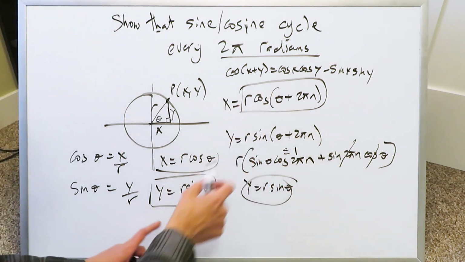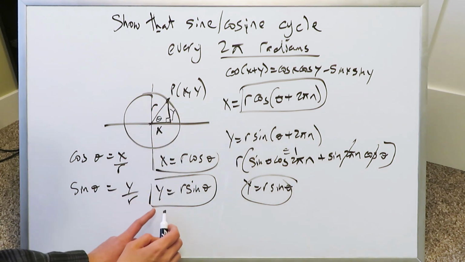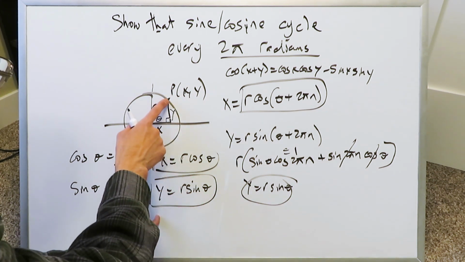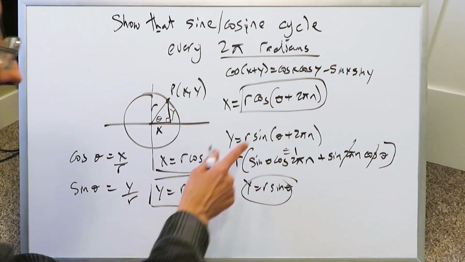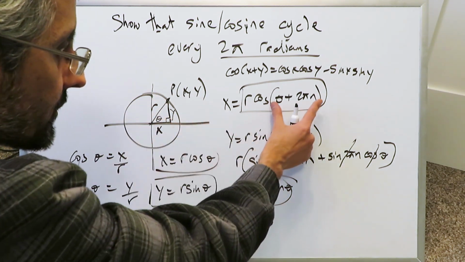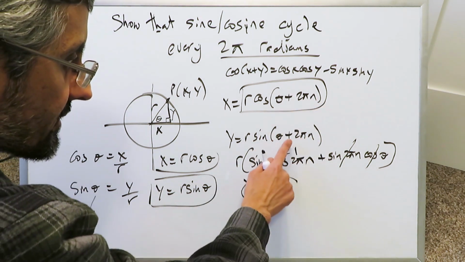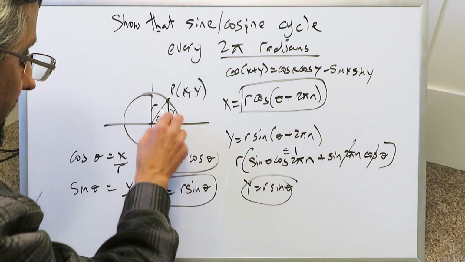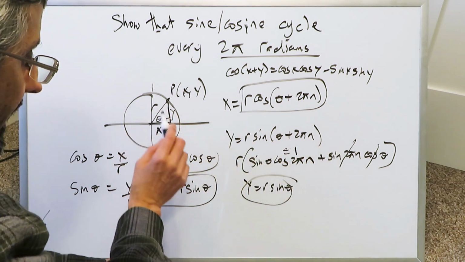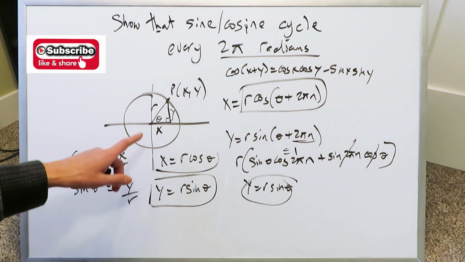So the original x is equal to r cosine theta, your original unmodified point, and your original y is equal to r sine theta right here. Your original point is equal to exactly the same angle with these modifications: the 2 pi n, whether positive or minus, in both the cosine and the sine versions. So you can cycle as many times as you want with this angle, so long as you're doing it in multiples of 2 pi n. You'll always end up on the same spot.